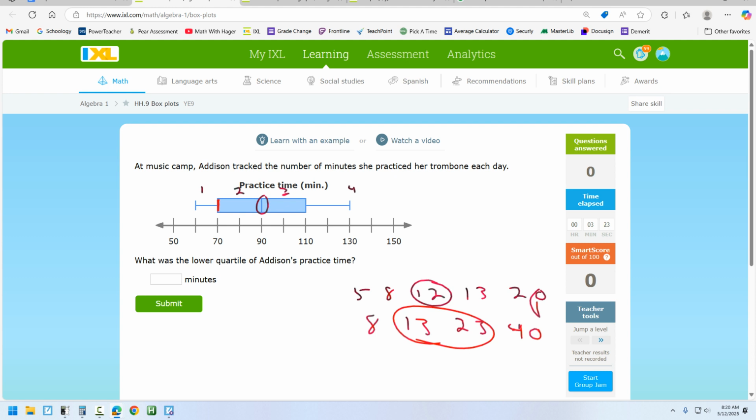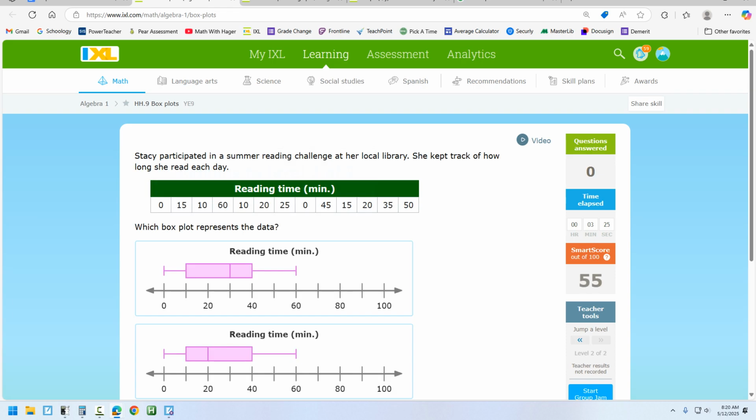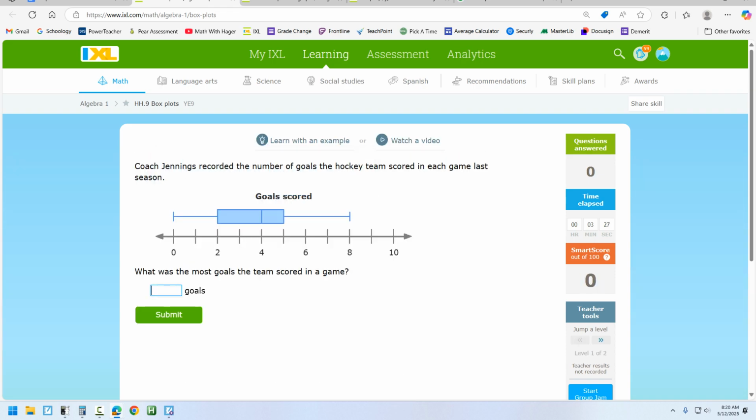Let's try another one like that. Okay, it says that the coach recorded the number of goals the hockey team scored. What was the most goals that the team ever scored in a game? So that's an extreme value. It's like the highest, which was how much? 8. Yep. That's right on the right-hand side. That's the most that you've ever scored in a game. Yep. Okay. So those are box and whisker plots.